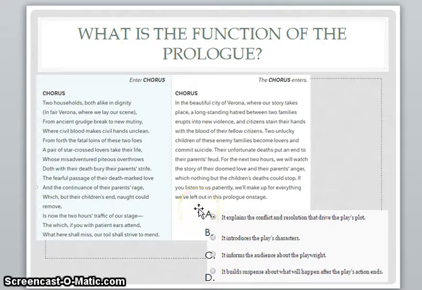So the answer to this question is A. The prologue, if you read it, you have the Shakespearean version here and then the modern version on this side. What it does is it tells you the entirety of the play, the plot of the play. It explains the conflict and the resolution of the play. So the answer is A.